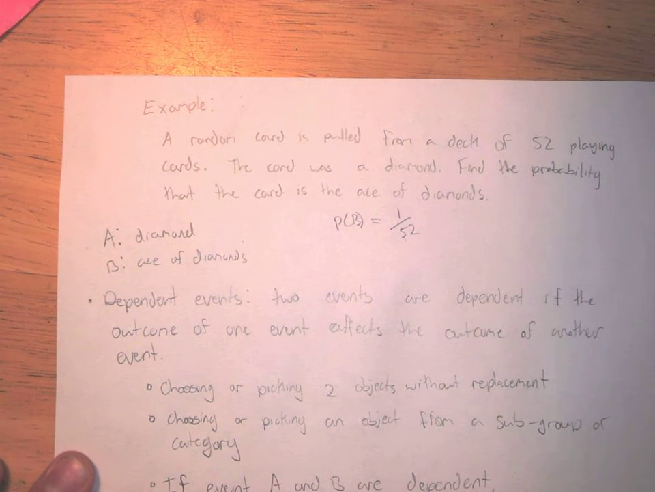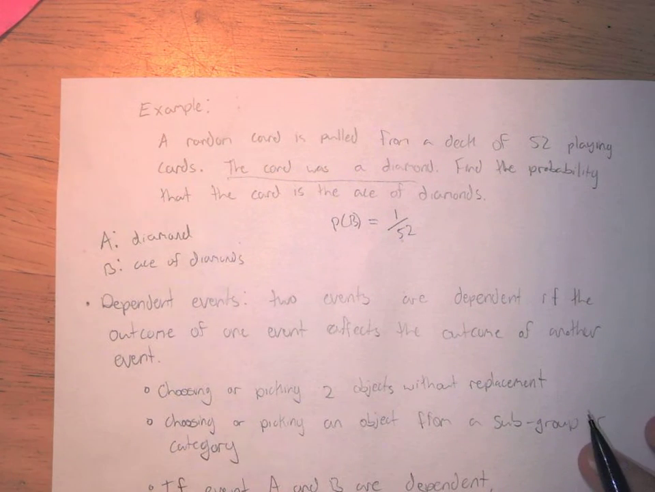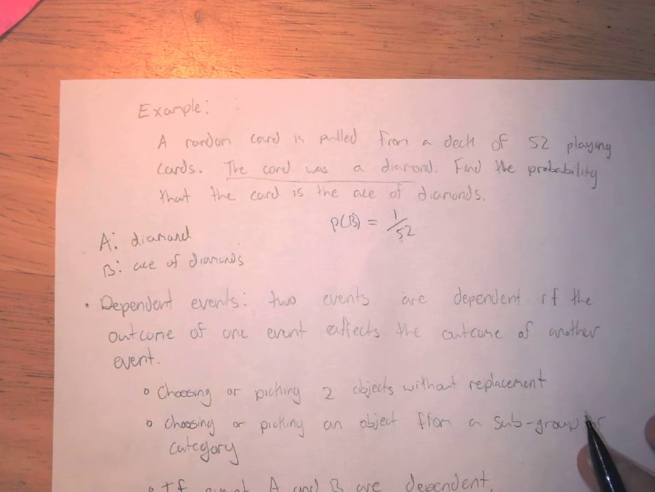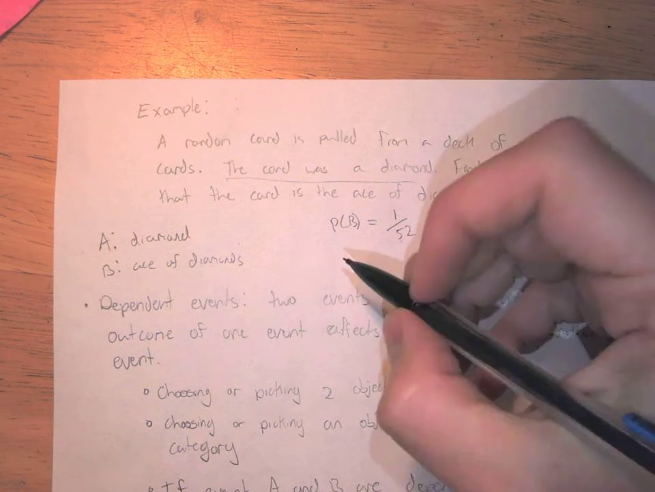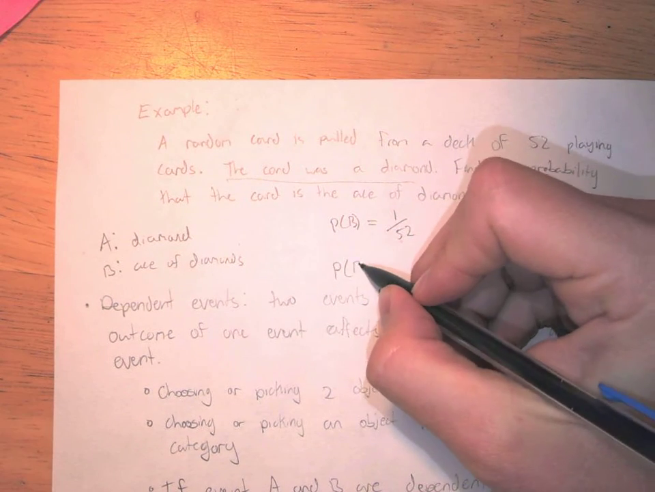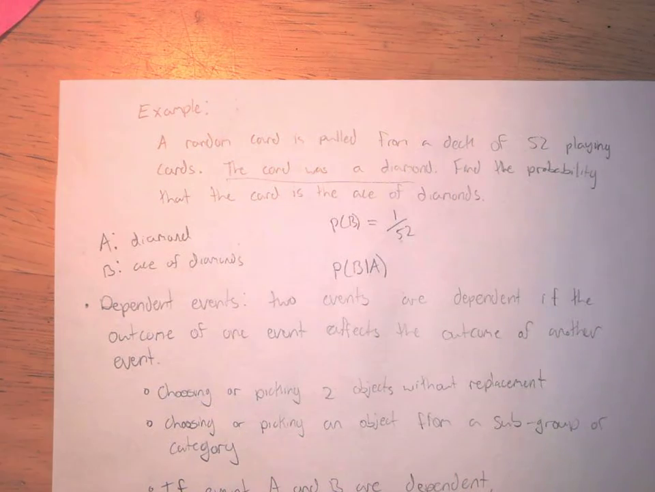A conditional probability basically assumes that something already happened, okay? So this conditional probability is like, okay, you pulled this card. Now let's say that card was a diamond. So you're limiting the number of options. So this is the probability that you're pulling the ace of diamonds, given that the card you pulled was already a diamond, or you're already assuming it's a diamond.